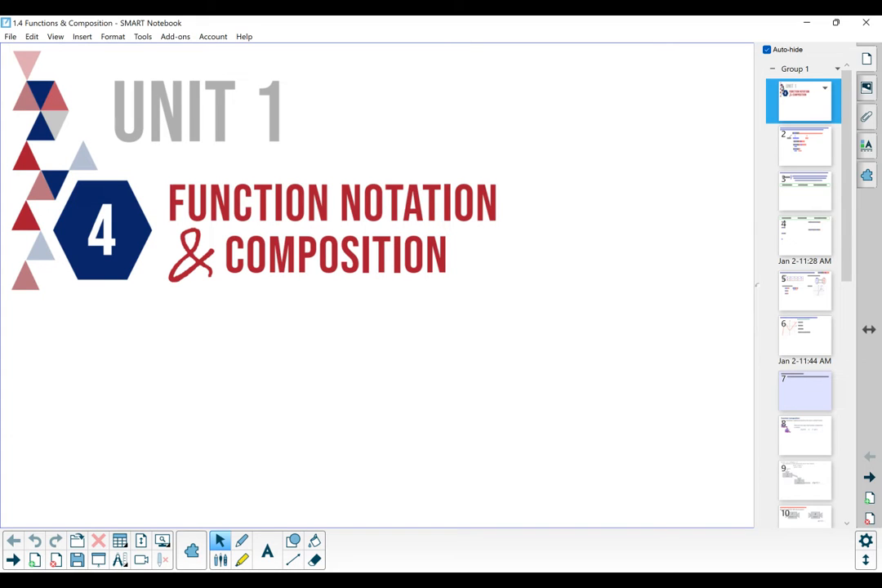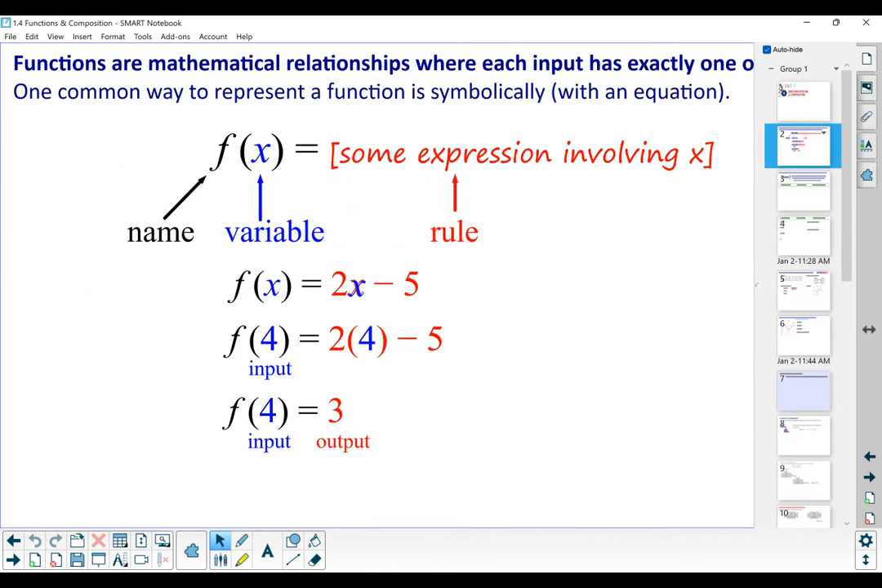Hello, Math 2 Extended. This is Unit 1, Lesson 4, Function Notation and Composition. So just wanted to remind you how function notation works. You should be familiar with it from prior classes.